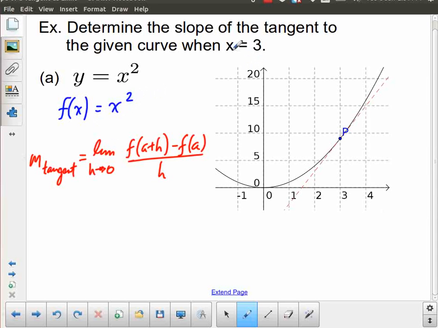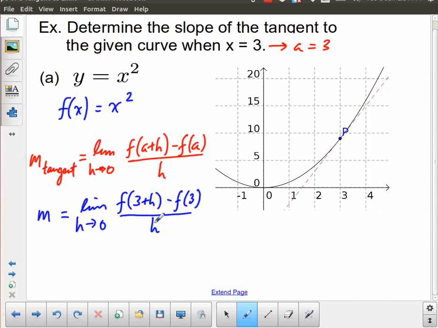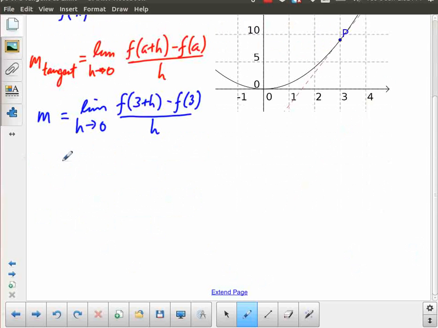So what we want is when x is equal to 3. That's the same thing as saying that my a value is equal to 3. We're trying to find the limit at x equals 3. So my slope is equal to the limit as h approaches 0 of f of 3 plus h minus f of 3 divided by h. And we don't need to know what h is. We don't need to give it a value. We've done that in the past where we've actually assigned a value. But we're going to keep working through the algebra here. The limit as h approaches 0.